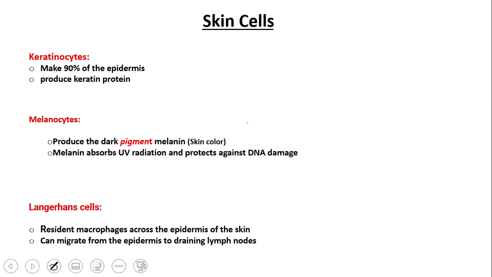Melanocytes produce the melanin pigment responsible for the skin color, and it absorbs the UV radiation from the sun to protect against skin cancer. Langerhans cells are resident macrophages. Macrophages are phagocytic cells, so they are able to eat bacteria and fight against infection. They are found across the epidermis of the skin, but they can migrate from the epidermis to the draining lymph nodes.